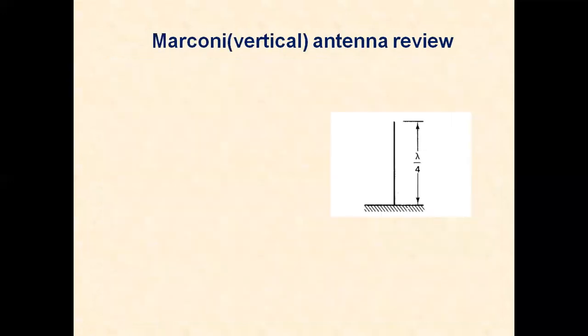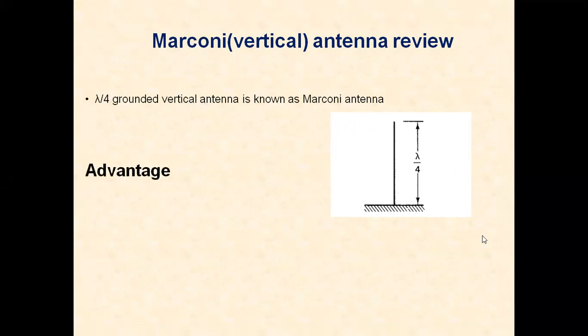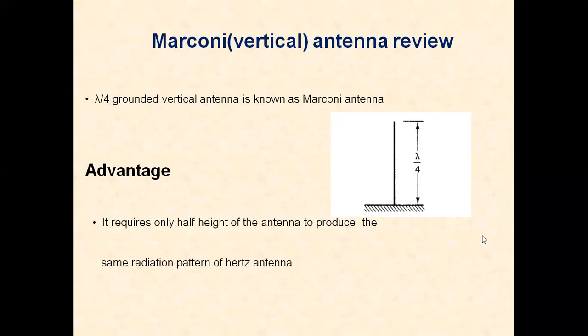We also studied in detail about the Marconi antenna. It is a vertical antenna whose length is lambda by 4. So a lambda by 4 grounded vertical antenna is known as the Marconi antenna. The main advantage here is it requires only half the height of the antenna to produce the same radiation pattern of the Hertzian antenna. When it is grounded, there is a mirror image of another lambda by 4 antenna. The effective length of the antenna increases.